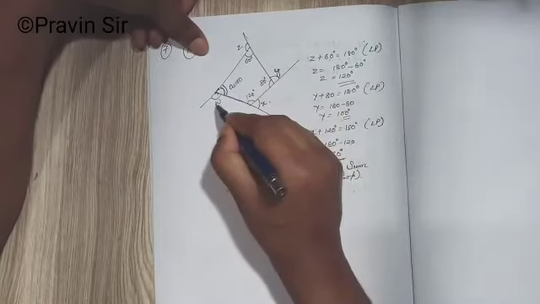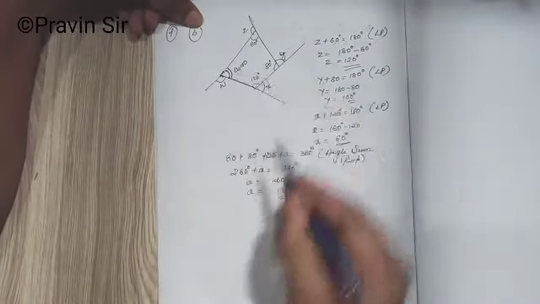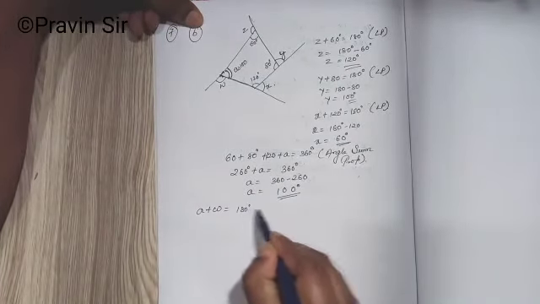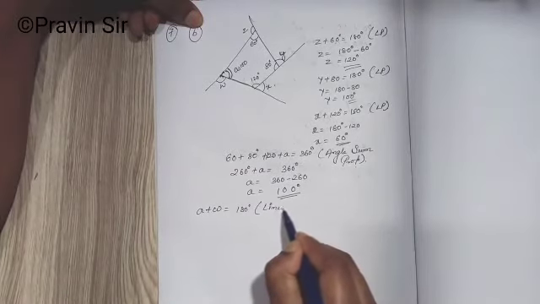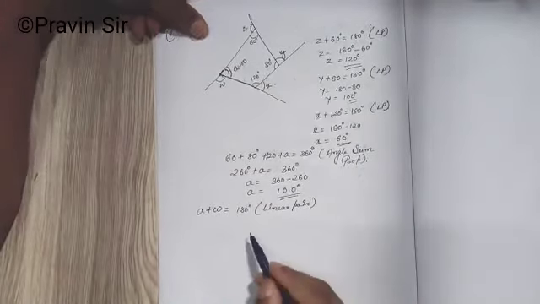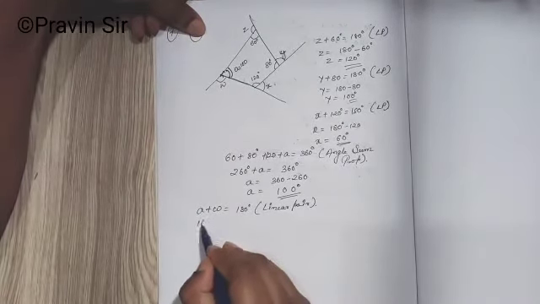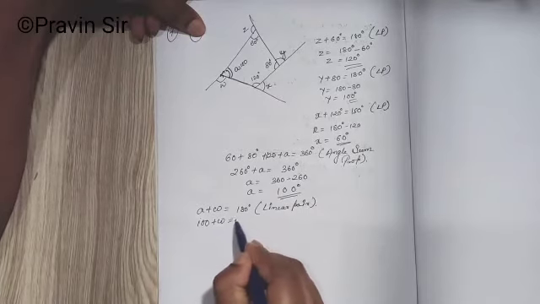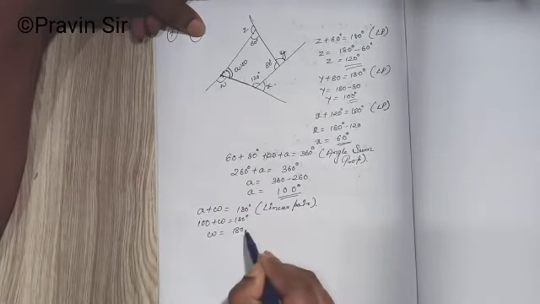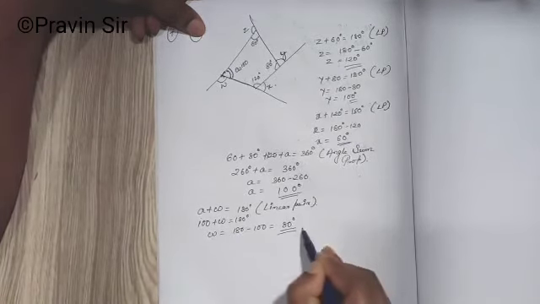Now we have to find the value of w here. A plus w is equal to 180 degrees. Why? This is a linear pair, correct? Now A we got 100 degrees, so 100 plus w is equal to 180 degrees. So w is equal to 180 minus 100, which is 80 degrees, correct?